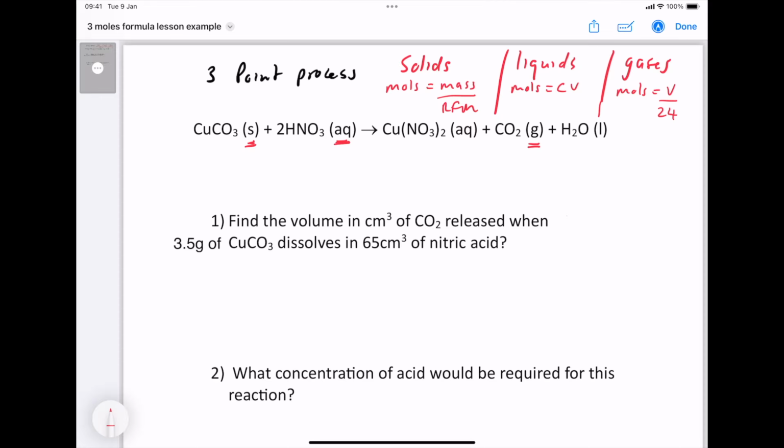Now for the liquids and gases formula, it's really important you remember the volume is always in decimeter cubed. That means if you were given the volume in centimeter cubed, you will have to convert from centimeter cubed to decimeter cubed if using those versions of the formulas that I've written there. 1,000 centimeter cubed is equal to 1 decimeter cubed. So if you turn centimeter cubed into decimeter cubed, you divide by 1,000. If you go the other way, you times it by 1,000.